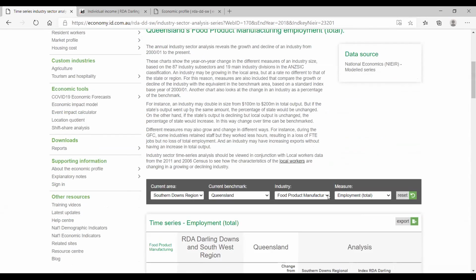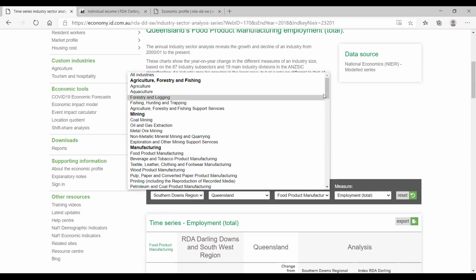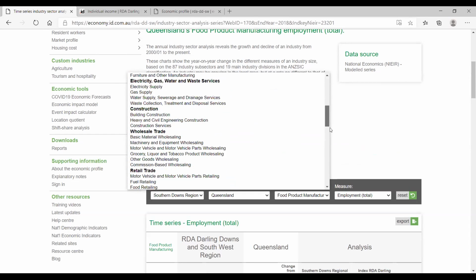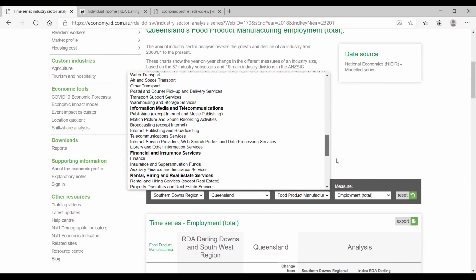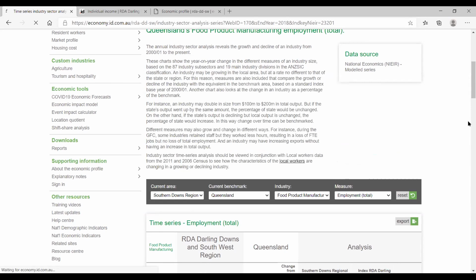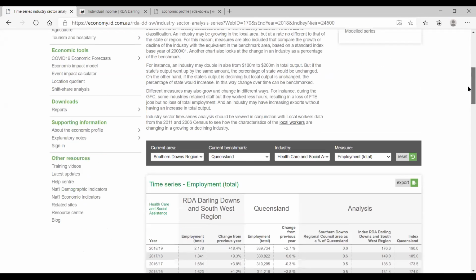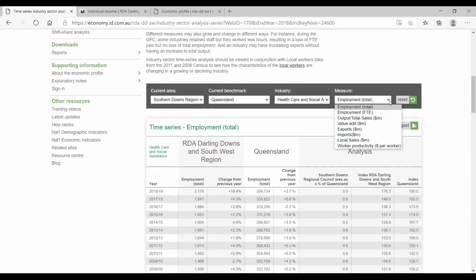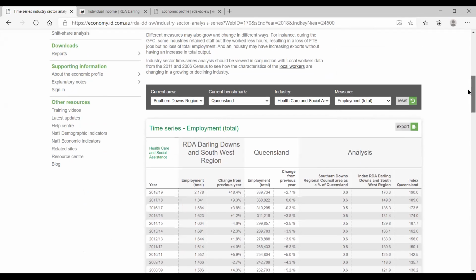And once again, guys, you can do that for any of your industries. If you're interested in healthcare and you want to make sure, in terms of lobbying to the state government around healthcare and social assistance, that our employment in this industry is keeping pace with the changes in our community, you can do that. You can also look at output total sales, exports in that particular sector, imports, local sales, and worker productivity as well.